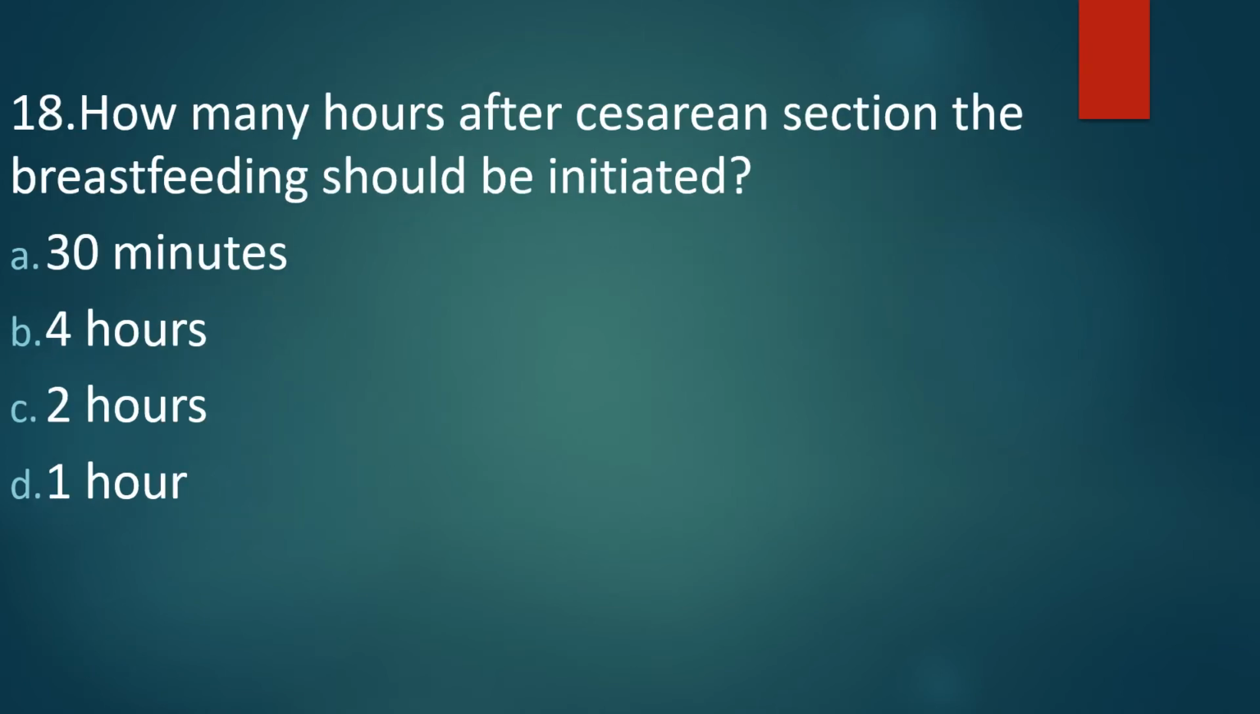How many hours after cesarean section should breastfeeding be initiated? Option A, 30 minutes. Option B, 4 hours. Option C, 2 hours. Option D, 1 hour.